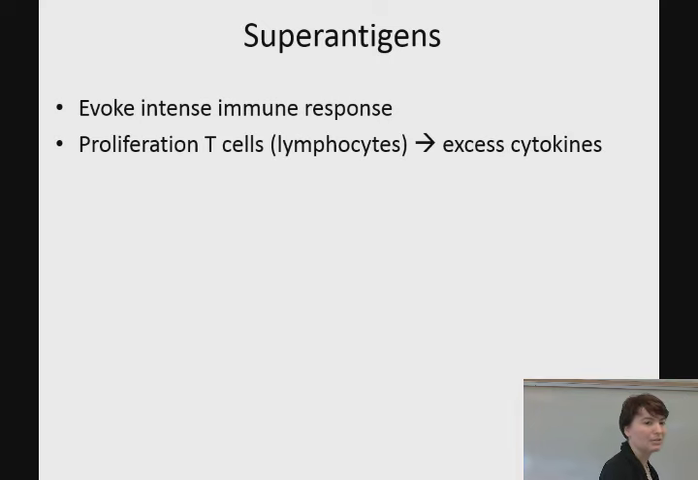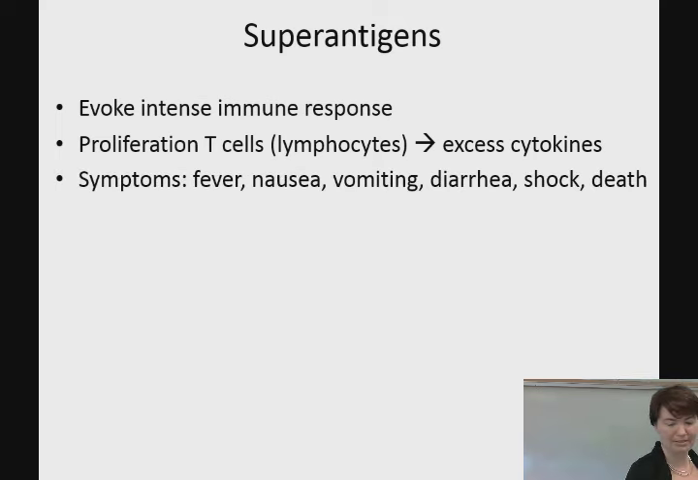So it invokes this really intense immune response, usually by causing the T cells to over-proliferate and produce way too many cytokines. So what are cytokines? They're just chemicals that activated T cells produce to say, hey, there's a problem. Let's do something about it. And it causes all of these symptoms: fever, nausea, vomiting, diarrhea, shock, and sometimes, in extreme cases, death.